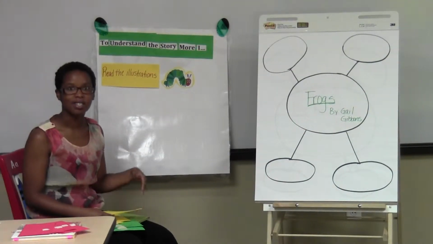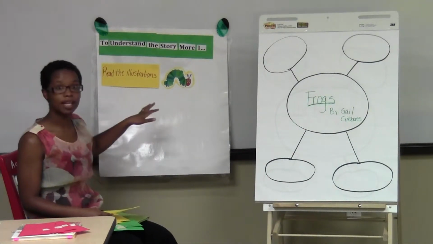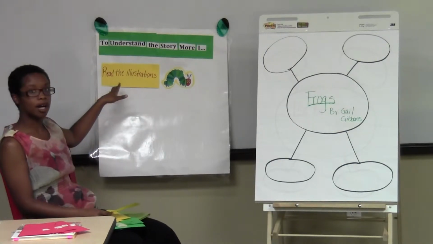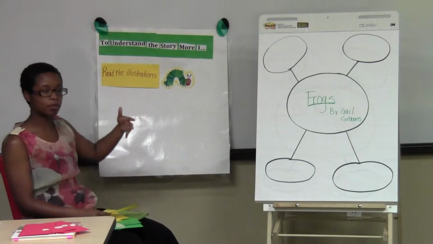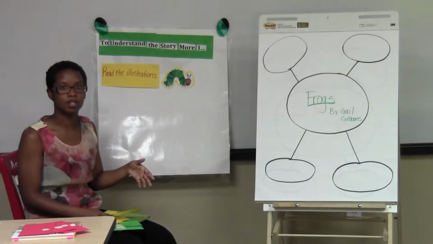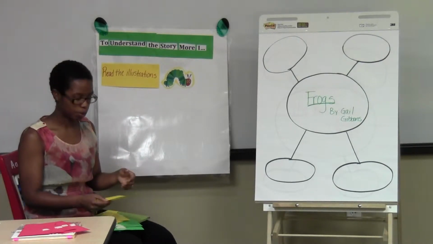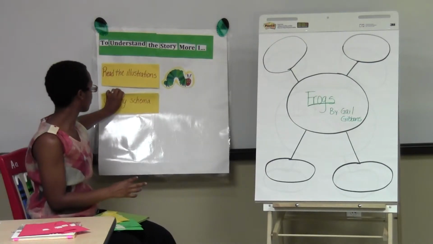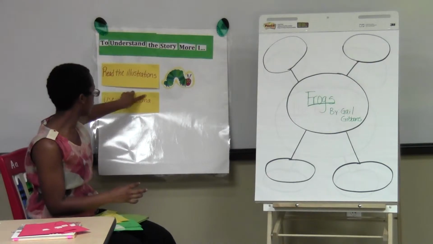Okay, second grade. So we've been talking about different ways that we can better understand the story. Last time we talked about how we can read the illustrations, and how reading the illustrations helps us better understand the text. Today we're going to talk about how we can use our schema to better understand this story. So we'll put that right under here.